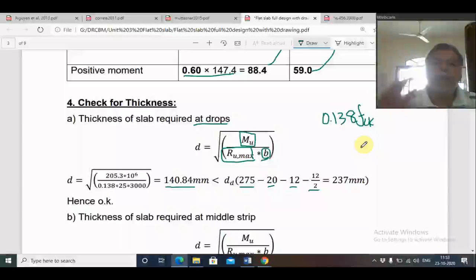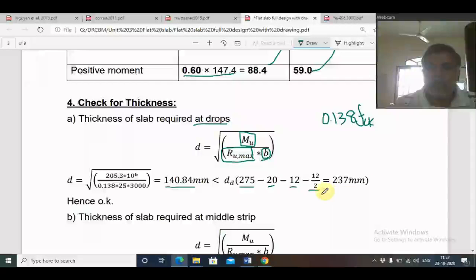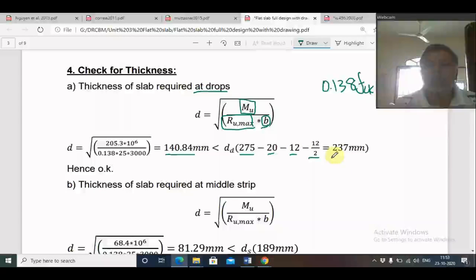We know that a flat slab is designed as a two-way slab. The main reinforcement has to be provided in both ways. So at the drop location I am providing the main reinforcement, first layer, and this will be the second layer. So I am considering the worst case as the second layer. That's why I have deducted minus 12, again minus 12 by 2. That is 237 mm. This is the provided one. The provided one is well ahead of the required one, hence okay.